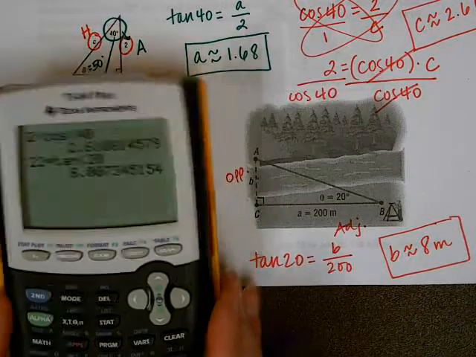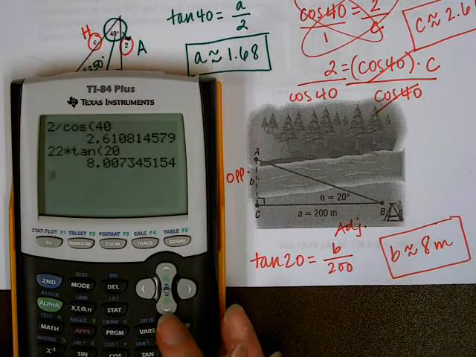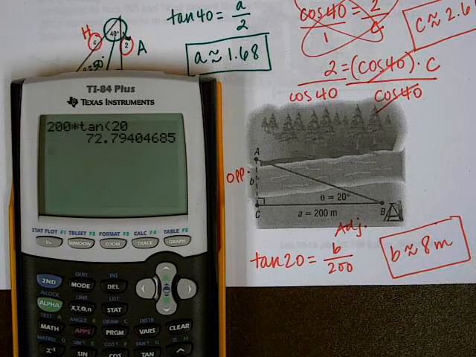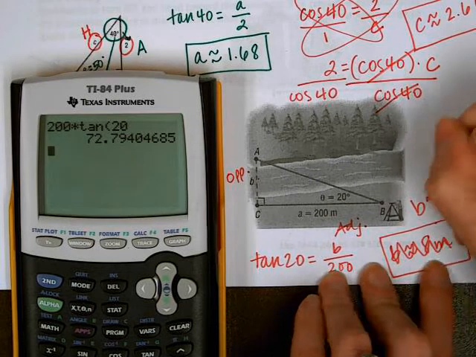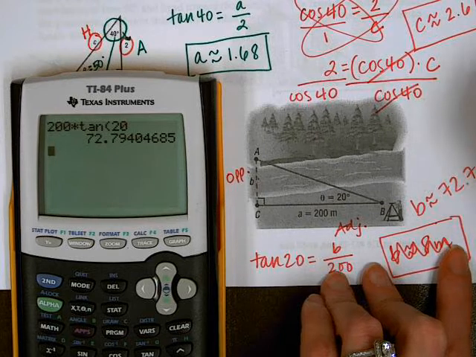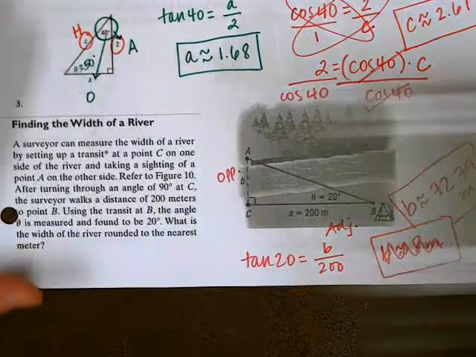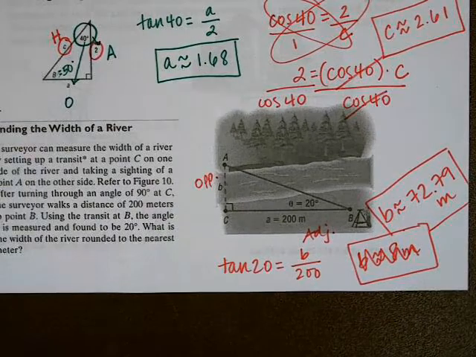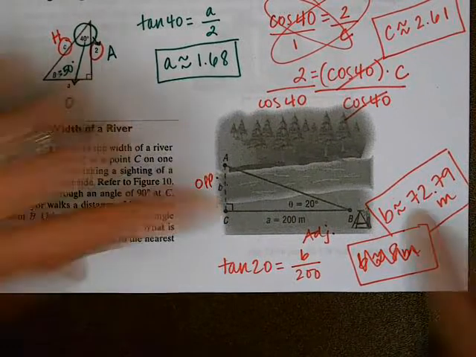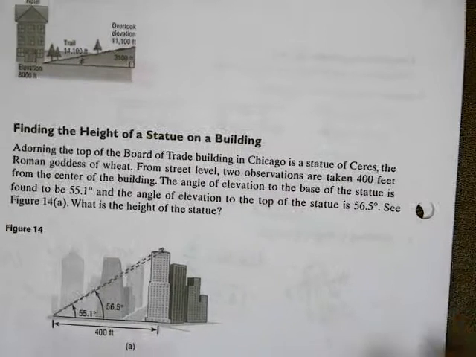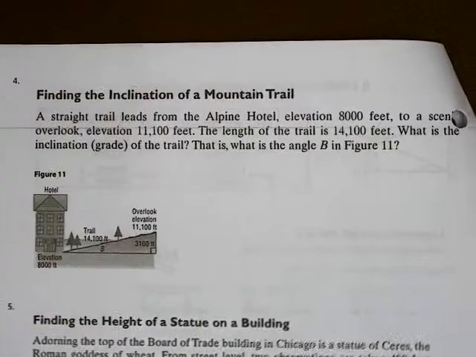Oh, I just realized I typed it in wrong. What the heck did I type in? 200 times tan of 20. Sorry, that is 72.79 meters. Sorry, I totally typed that in the calculator wrong, and I'm not restarting this video, so we can deal with it. All right, awesome. So the width of the river is 72.79 meters. That makes a little more sense. Okay, turn the page. Let's do one more, and then we'll save number 5 for class. But feel free to try it if you want.